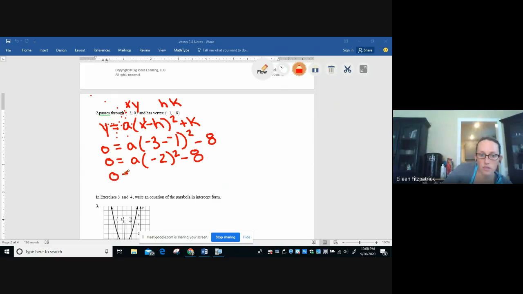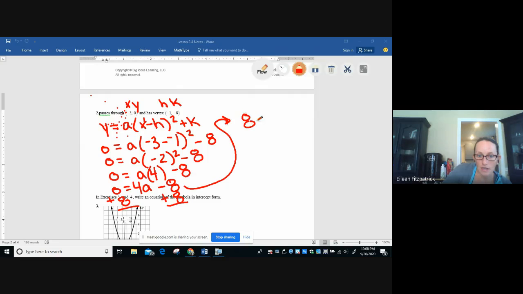Take care of exponents next. So you have 2 squared, which is a 4 minus 8. Remember, it's not negative 4 minus 8. Don't make that mistake. Rewrite it as 4A minus 8. Now you're going to add the 8 to the other side, right? Inverse operations. Now move the 8 to the other side by addition. So you have 8 is equal to 4A. And then you divide both sides by 4. You get 2 is equal to A.